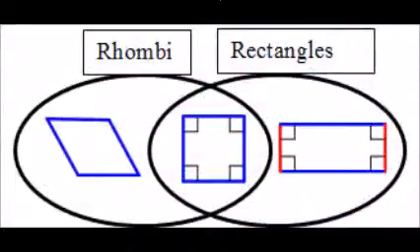So here's a picture to illustrate what I was just saying. The rhombus and the rectangle are separate from each other, but as you can see, the square shares characteristics of both and can be considered a rhombus or a rectangle. But again, these are all parallelograms.